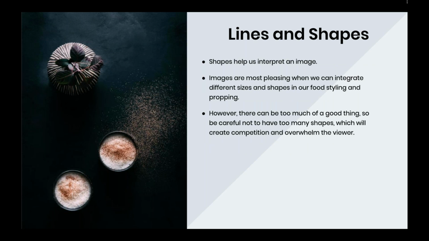So shape helps us interpret an image, and this second point here just touches on what I was saying, that images are most pleasing when we can integrate different sizes and shapes in our food styling and propping. It's not just our food, food naturally has a shape and that's what we're playing with, but props will also have a shape and they're going to be interacting with that food. But you can have too much of a good thing. You want to make sure that you don't have too many shapes, too many squares and rectangles and circles and too much going on in one image, because that's going to create a sense of competition and overwhelm the viewer.